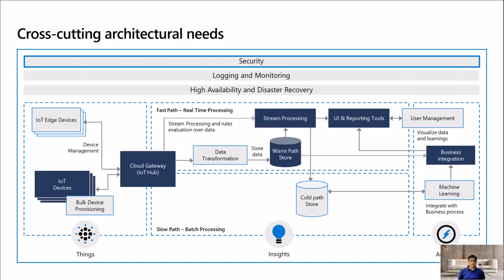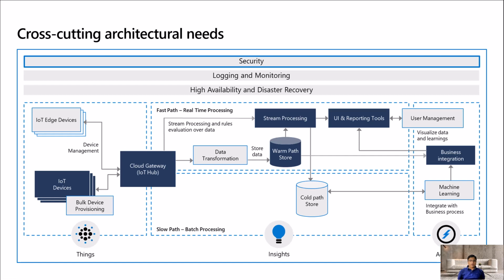Apart from this, there are cross-cutting architectural needs for an IoT system. So what are those needs? First of all, the first is security. Security is an integral part of it, which means that security requires your user management, auditing of the devices, device connectivity, in-transit telemetry of the data, and security at rest, right? So these are the security-specific cross-cutting layers.